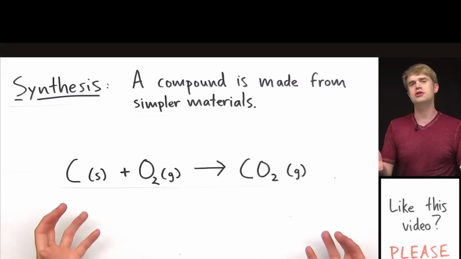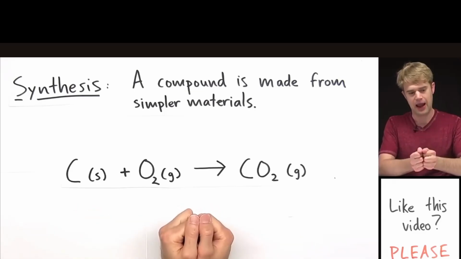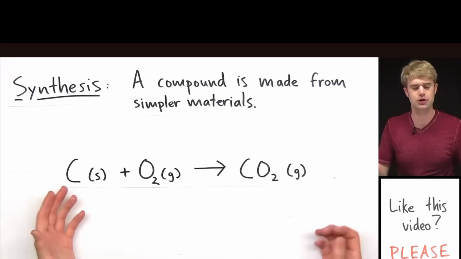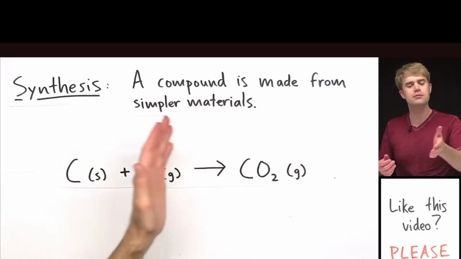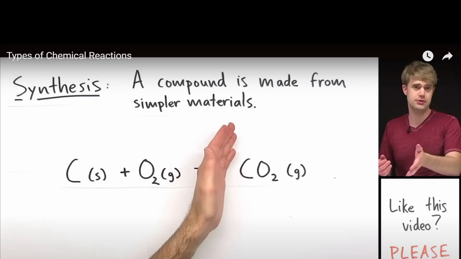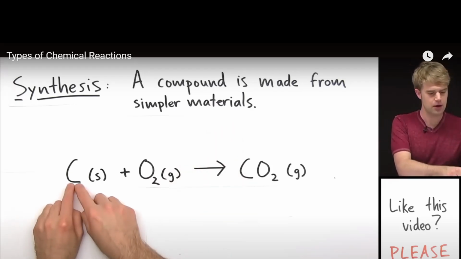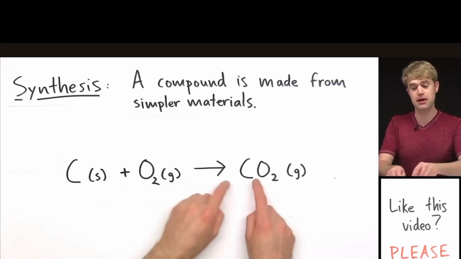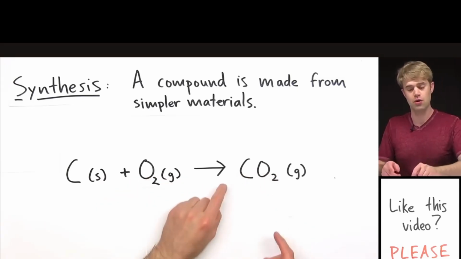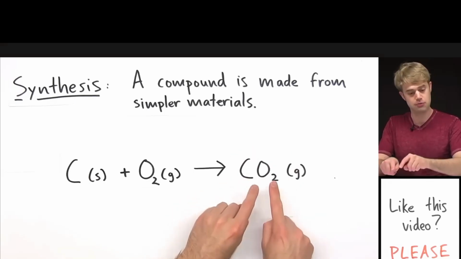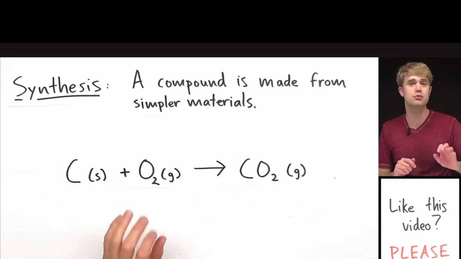Now, synthesis is just a fancy word that means making, and that's exactly what happens in a synthesis reaction. A compound is made from simpler materials. Okay, so you're going to fill that in on page 20. Synthesis, a compound is made from simpler materials. Here's an example. Carbon comes together with oxygen gas to make carbon dioxide, CO2. What we make in this reaction is more complex than the 2 simple things that we start with.